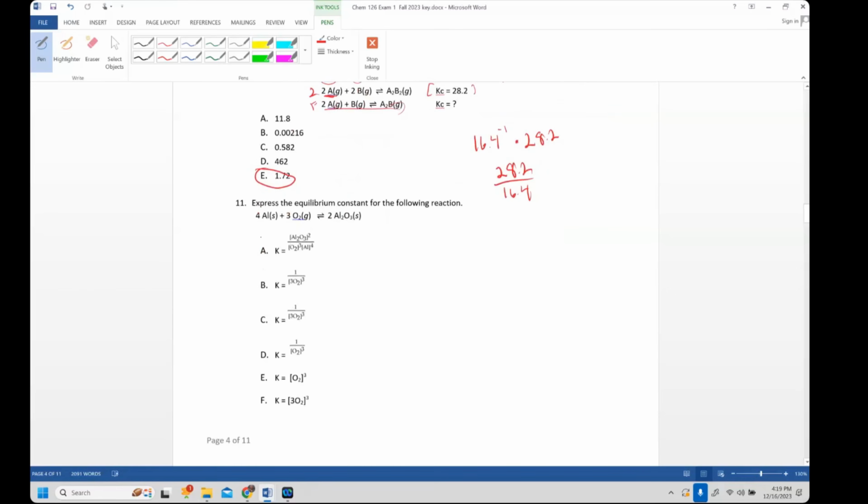Okay, number 11. Express the equilibrium constant in the following reaction. So here we have solids on the right, we have three gases on the left, and we have solids on the left here. So really the only thing that we care about is this oxygen. So it'll be 1 over O2 cubed. That's it. And we're not going to have 3 O2 cubed.